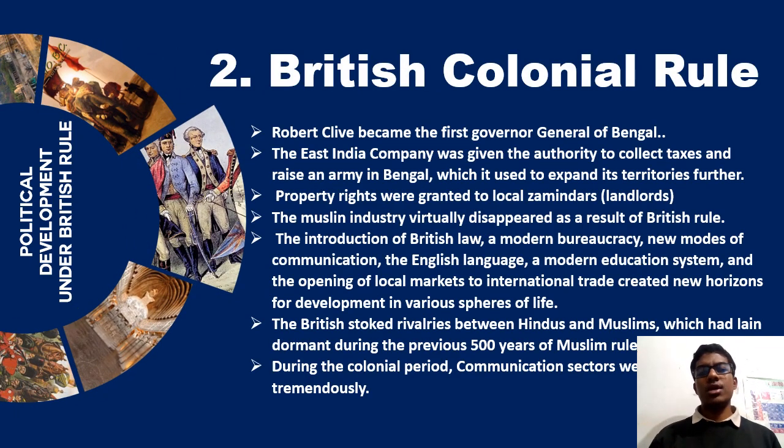In the British colonial rule, Robert Clive became the first Governor of Bengal. The East India Company was given the authority to collect taxes and raise an army in Bengal, which it used to expand its territories further. The property rights were granted to the local zamindars, the landlords. That is, the local zamindars used to have vast amounts of land which were controlled by them, and the Bengalis used this land from them.